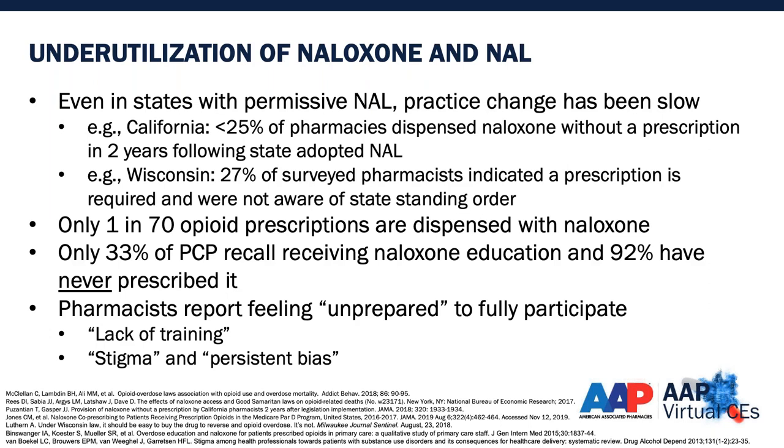Even in states with permissive, very broad-based naloxone access laws, practice has been slow. For example, in California, less than 25% of pharmacies dispensed naloxone without a prescription in the 2 years following the state adopted very broad naloxone access laws. Similarly, in Wisconsin, 27% of surveyed pharmacists indicated that a prescription is required and were not aware of the state standing order. Only 1 in 70 opioid prescriptions are currently dispensed with naloxone. That ratio takes me by surprise sometimes. And the author of this study, Guy and colleagues, noted that these rates are even lower in rural counties, highlighting an even bigger opportunity in rural communities.